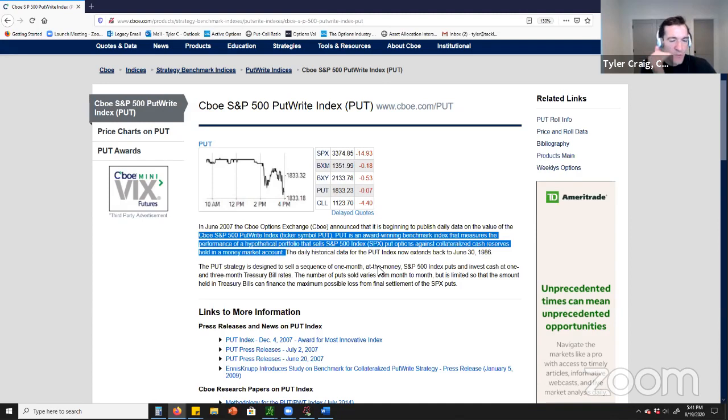And it tells you, hey, if you sold a put every single month, which it explains in the second paragraph, the put strategy is designed to sell a sequence of 1 month at the money puts. It is selling 1 month, 30-day, 50 delta puts. Okay, so this is not sequentially selling 10 delta puts. This is not sequentially selling 30 delta puts. They're going for the jugular. They're selling at the money puts.